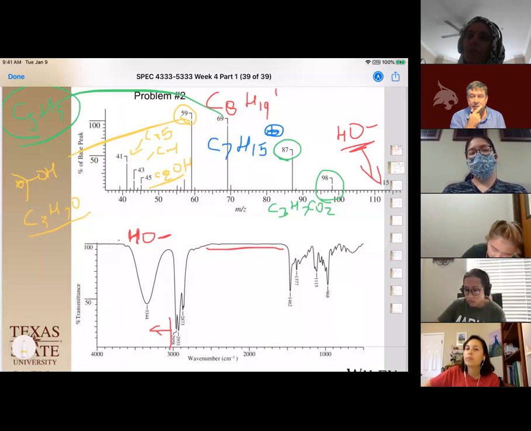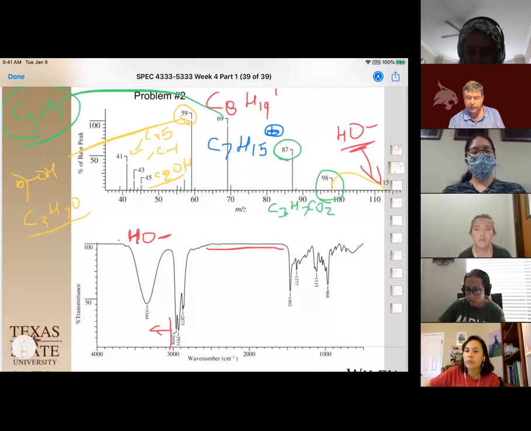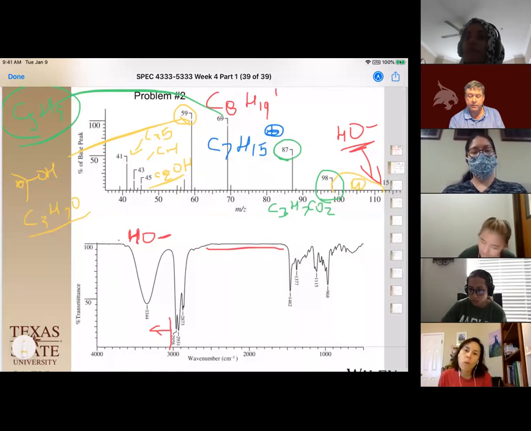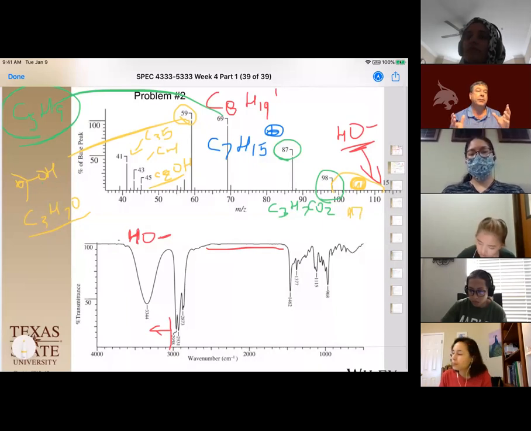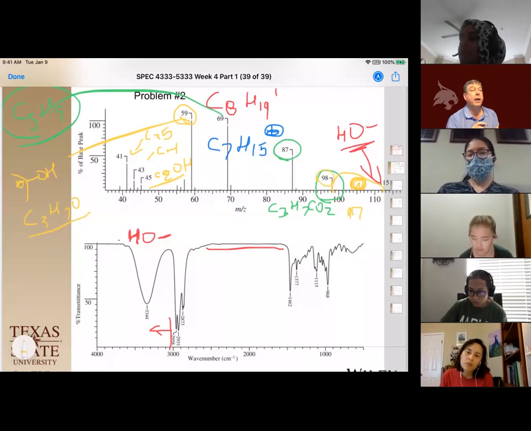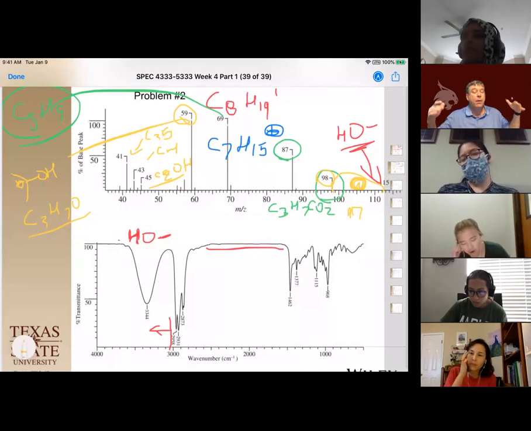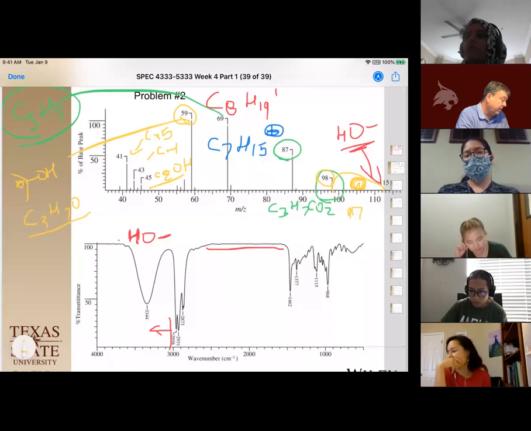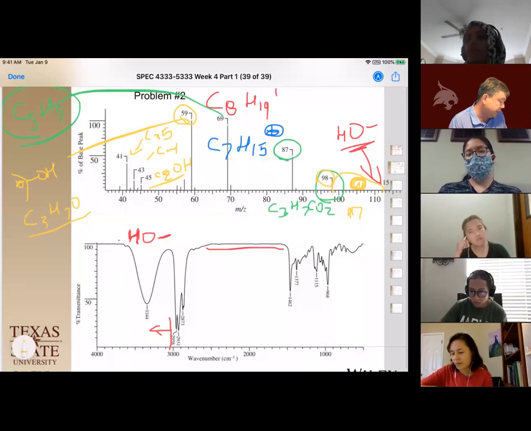Okay. So let's see the loss of this right here, I think is 15, 16, 17. Yeah. So if we look at this loss right here, this is 17, which is OH. So that tells us what our major fragment is here. This 89 is going to be telling us what our chain looks like without our alcohol on it, because that's the loss of that. So this 98 only shows us as a C7H13 or a cyclic compound.